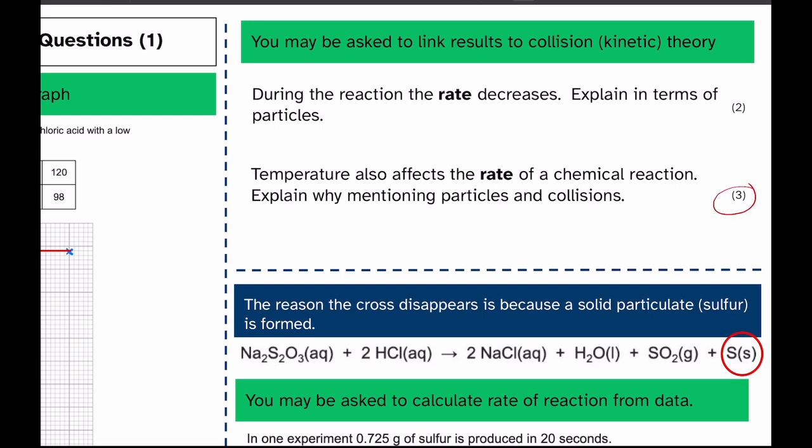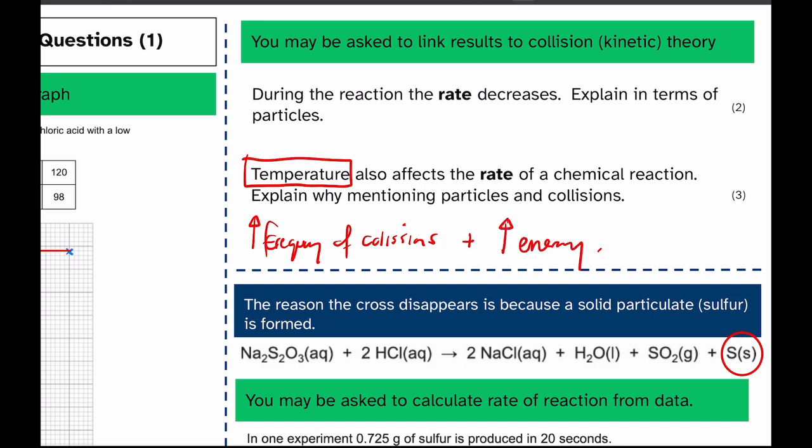This one, again, kinetic theory. Temperature also affects rate of reaction. Explain why, mentioning particles and collisions. Now, temperature is a bit different to the others because temperature does two things. Mostly, when we're talking about rates of reactions, we're talking about collisions. But with temperature, we're talking about an increase in the frequency of collisions, but also an increase of the energy that each collision has.